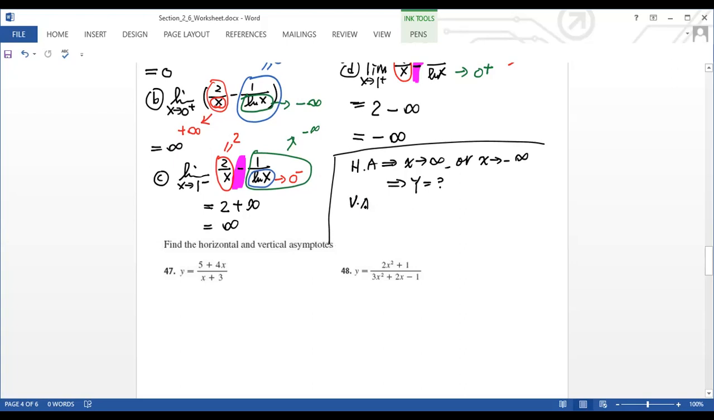So what is the vertical asymptote? The vertical asymptote is the x values here which make the denominator equal to 0. Of course, if there's a hole, okay, you need to factor out the hole.